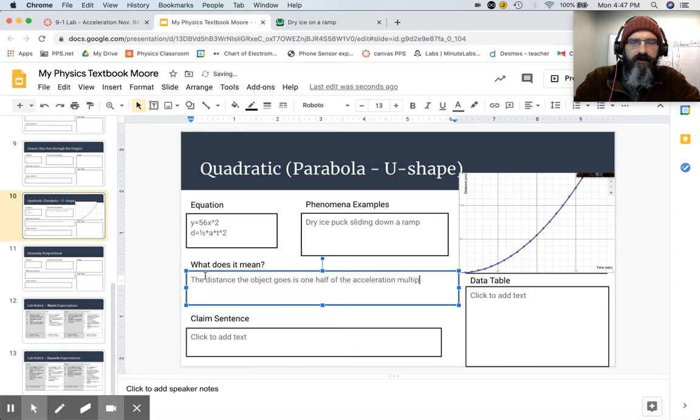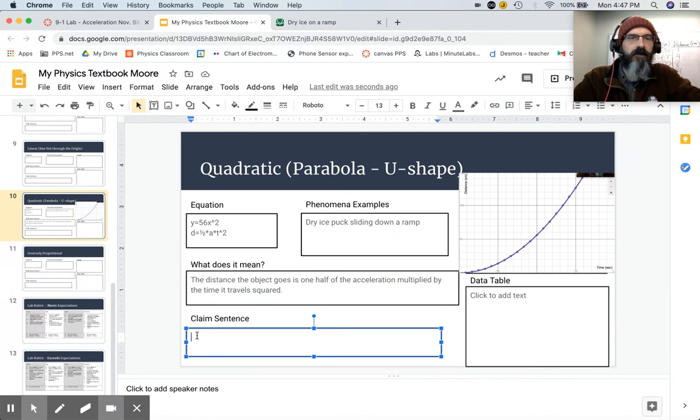multiplied by, I don't want to get confused between mentioning times as a multiplication and time as the time. So the distance the object goes, 1/2 of the acceleration multiplied by the time it travels squared, or multiplied by itself. So there's our sentence, our equation as a sentence, which I like. Our claim sentence is what we would write if we were writing our conclusion paragraph.